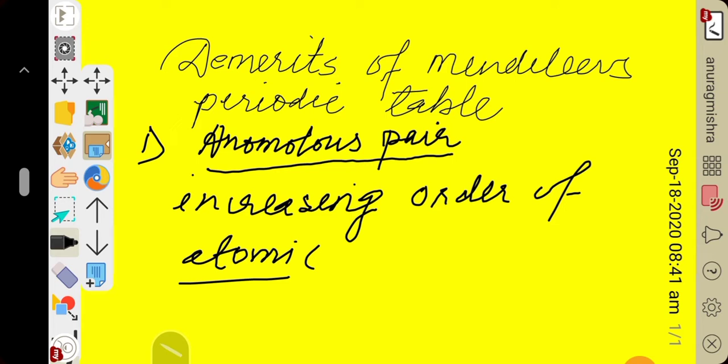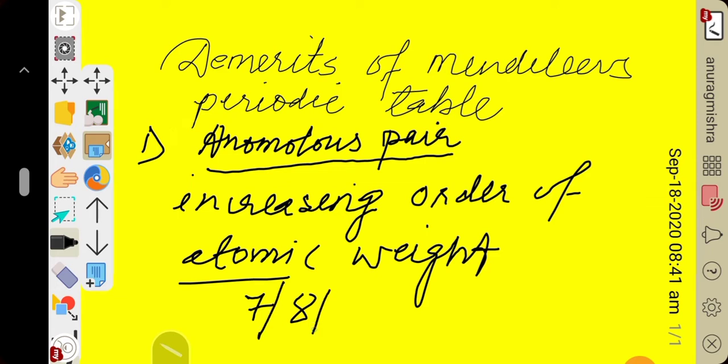The first one is the presence of anomalous pairs. We all know scientist Mendeleev arranged the elements in the increasing order of atomic weight. But in the periodic table, some elements were not following this rule, meaning they were not arranged in the increasing order of atomic weight. For example, if one element has atomic weight 7 and another has 8, it should be arranged 7 first and 8 later. But some pairs in Mendeleev's periodic table were not following this rule.